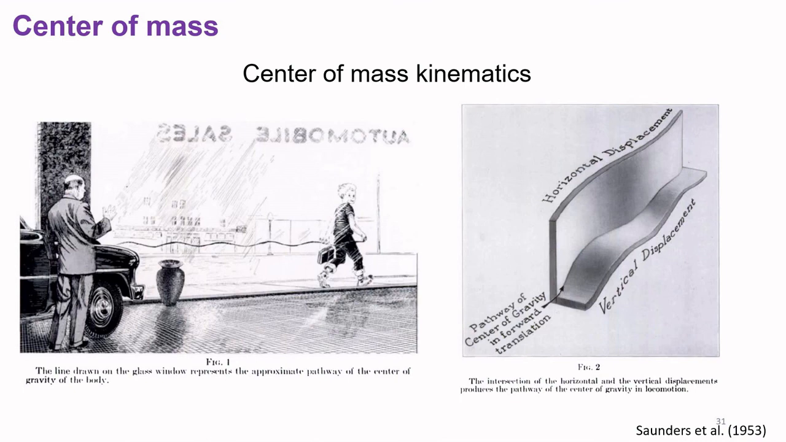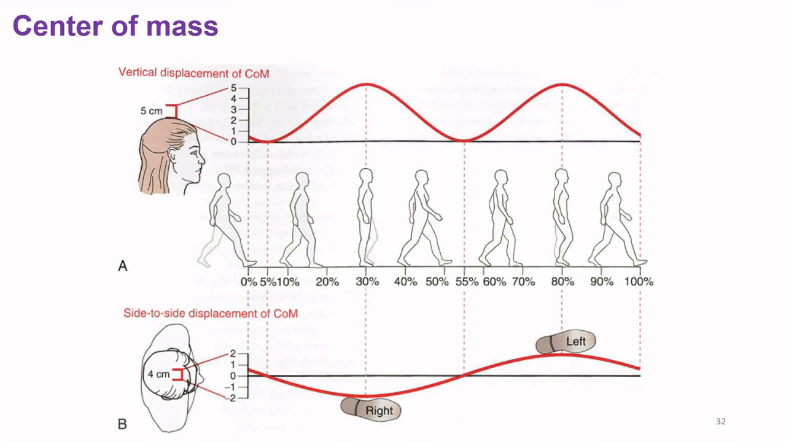In the left image, we see the sagittal plane kinematic profile being approximated by a person holding their hand up against a shop window as they walk past it. In the right image, we again see the pattern of vertical displacement, but we also see depicted the pattern of horizontal displacement, the left-right sway of the body that accompanies walking. Here, when we look at these center of mass kinematics in more detail, we see reliable oscillatory patterns with a range of motion of about 5 centimeters for the vertical displacements and a range of about 4 centimeters for the horizontal or side-to-side sway displacements.